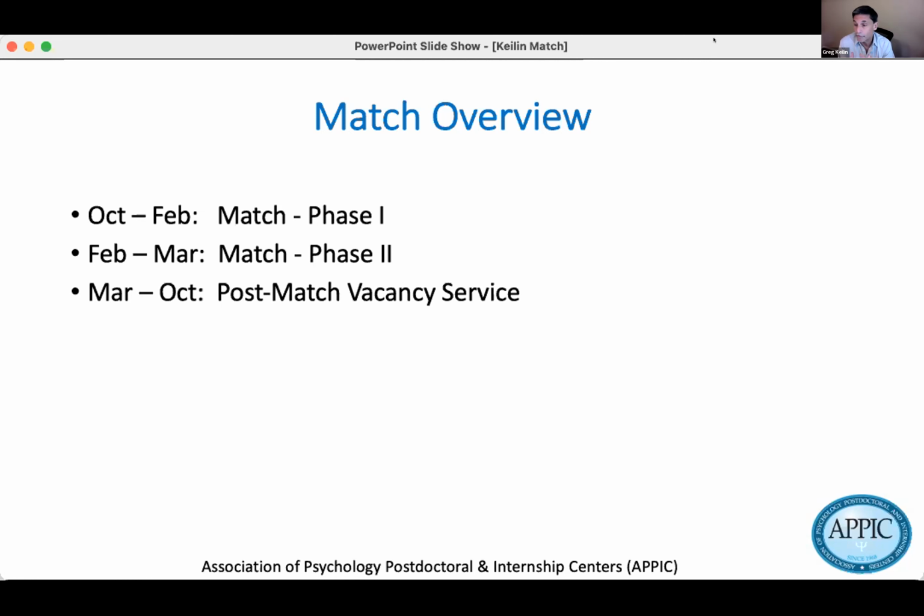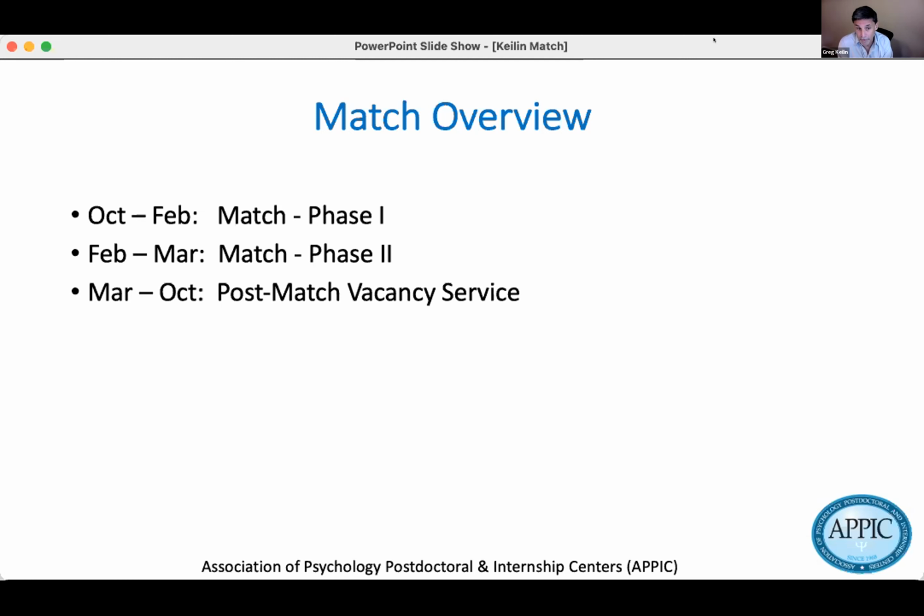So, a very quick overview. As most of you know, the selection process is in 3 parts. There is phase 1 of the match, which goes from October-ish through the middle of February. There is then phase 2, which goes from February through March. It's essentially a redo of phase 1, but in an accelerated fashion, and that's for students who still haven't been placed and for programs that have unfilled positions.